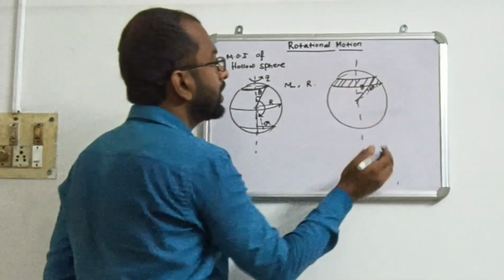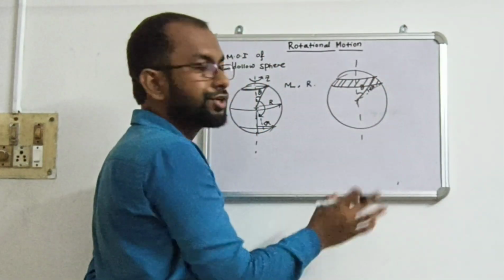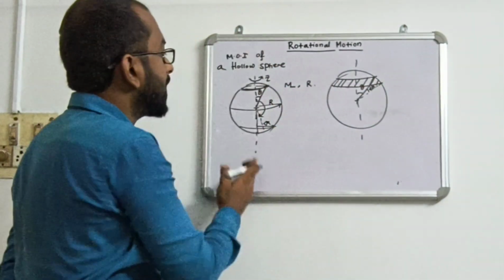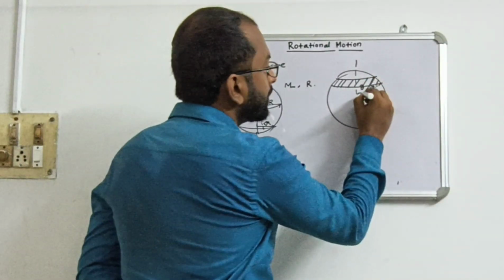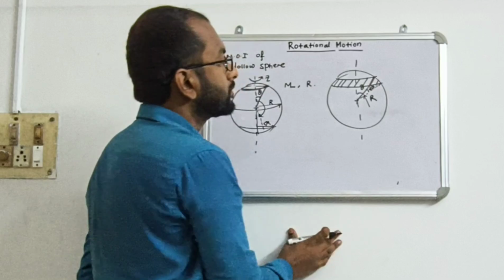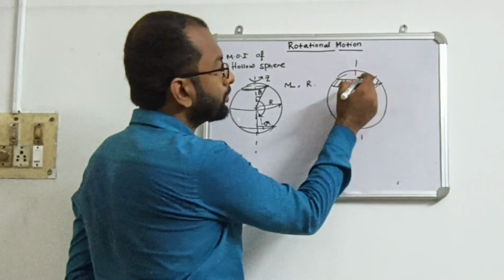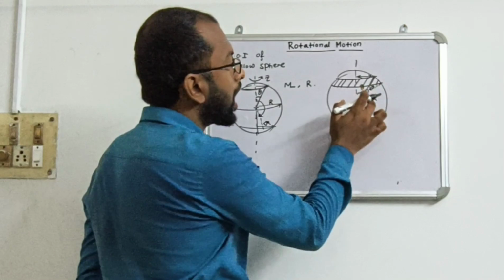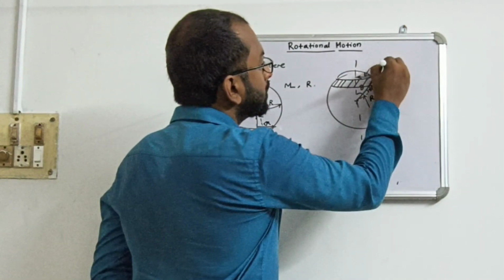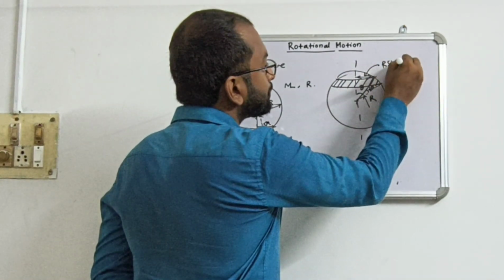So for this ring, what will be the mass which is rotating with respect to the z axis? If it is theta, see, this is r. The distance of the ring from the center of rotation is this one only. This is r sin theta.